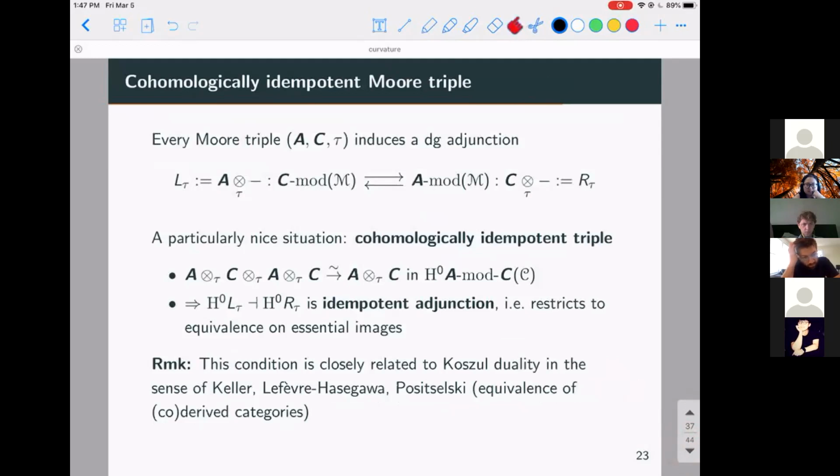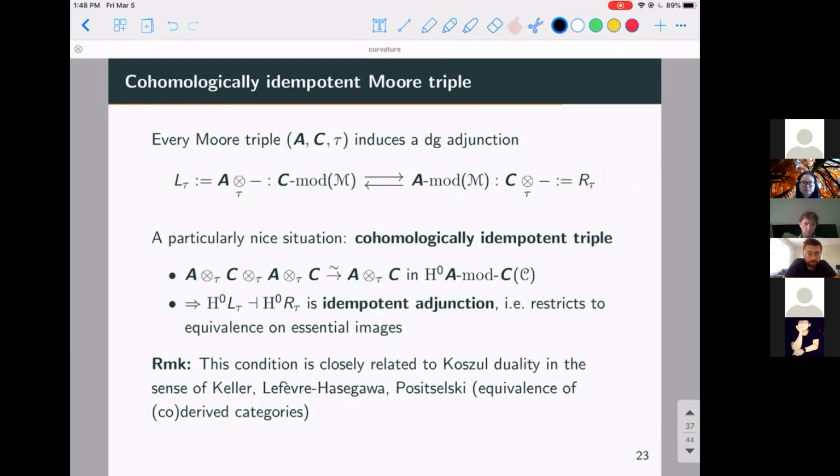Now, starting from just this triple of A, C, and a tau connecting them, you always get a DG adjunction relating C comodules and A modules. And here's how it works. If you have an A module, then it now makes sense to tensor on the left with C because you have a twisted tensor product. And that carries you to a C comodule. Then you can also go back by twisted tensor product on the left with A. And it's really, really easy to show from the definitions that this is always an adjunction.